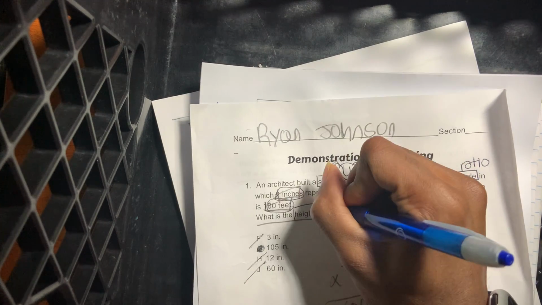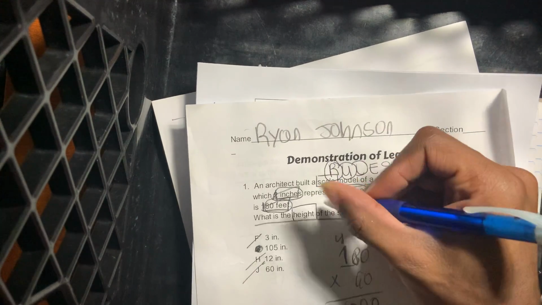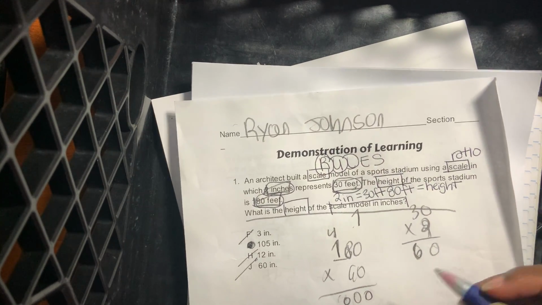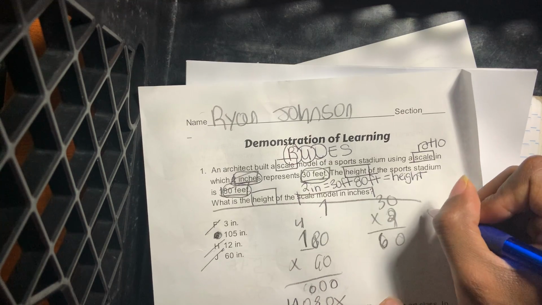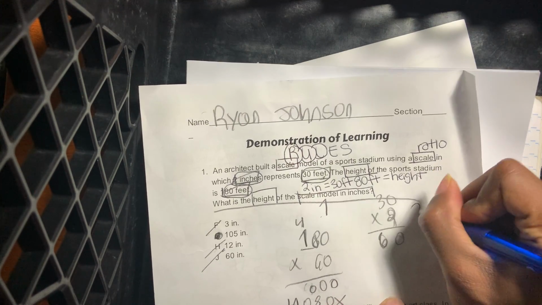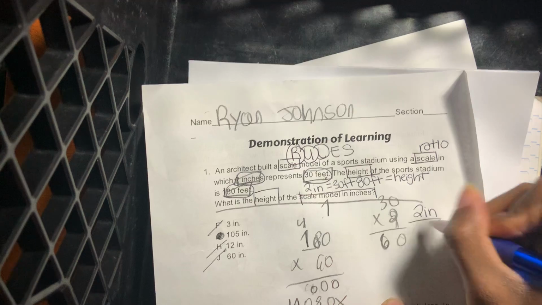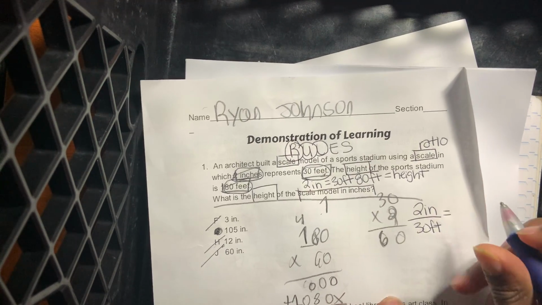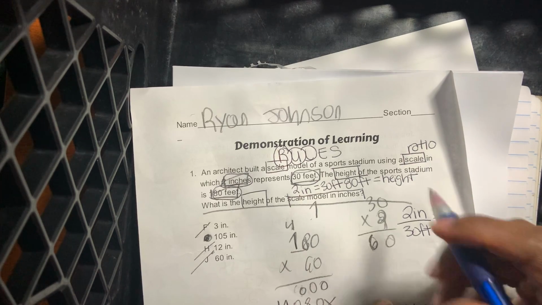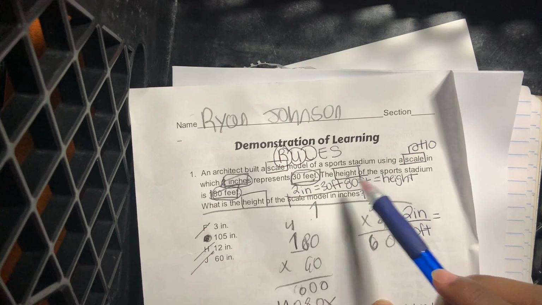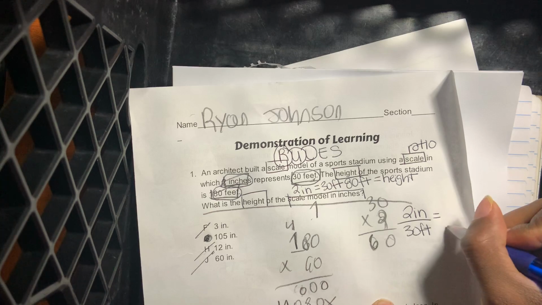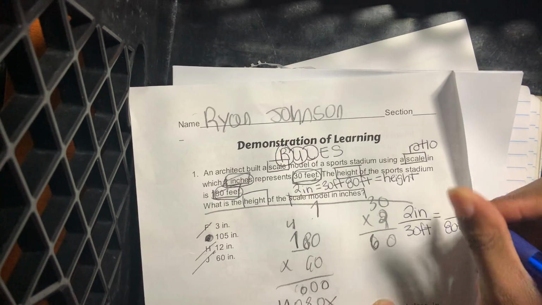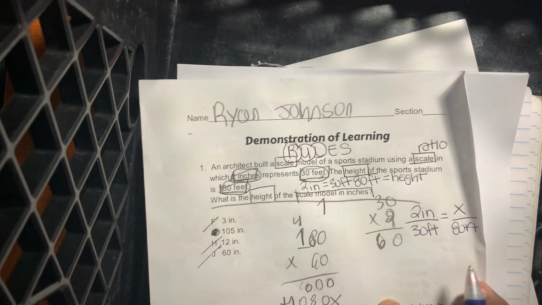Okay, so this is a keyword. What is the height of the scale model in inches? Okay, so here's how we're going to set up our problem. We're also going to use the butterfly method. So we have 2 inches is 30 feet. I have to set this up to equal to, it says that the height of the stadium is 80 feet. And then we have to put this to X because we're looking for the amount of inches.